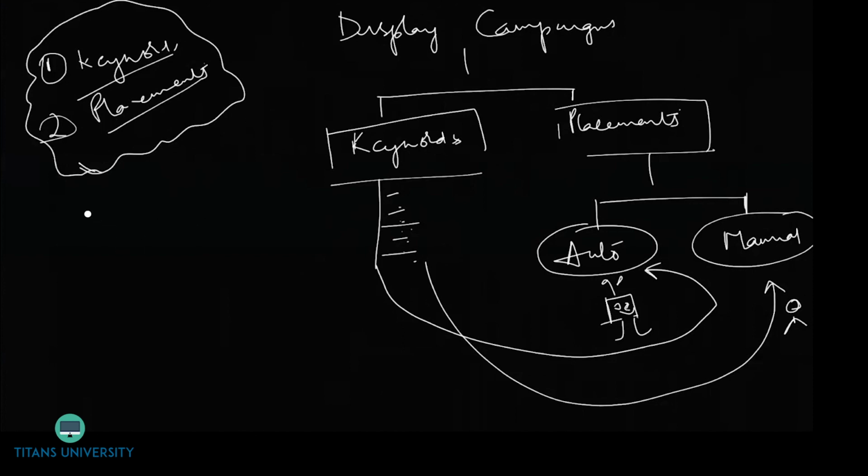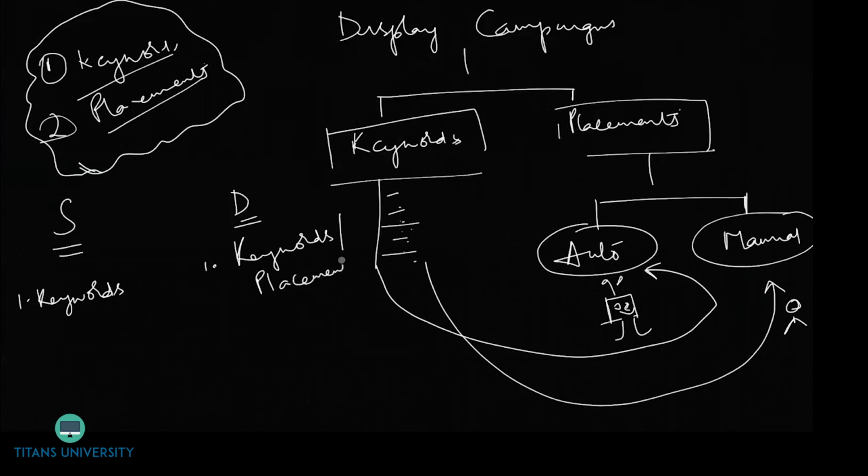And you also need to understand that in a search campaign, we will highlight the differences very clearly in the next session, but this is just an overview. In search campaigns, keywords is a must. Without keywords, you cannot have search campaigns. In display campaigns, you can either give keywords or placements, which means your ads will run even if you don't give keywords, if you give placements. Even if you don't give placements and you just give keywords, your display ads are eligible to run.